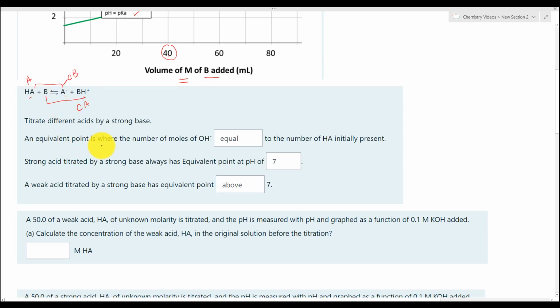And then again, we have different situations. The equivalence point is the point where the OH equals the number of moles of acid initially present. When we have a strong acid and strong base, the equivalence point is always at 7. A weak acid and strong base is always above 7.